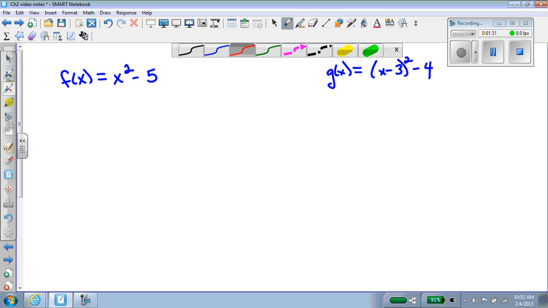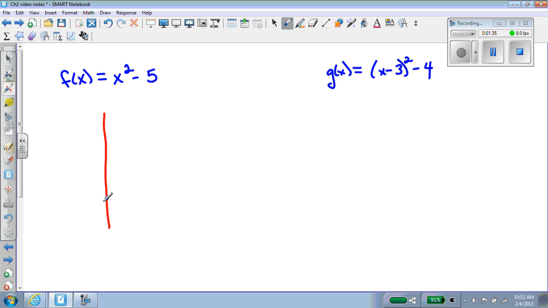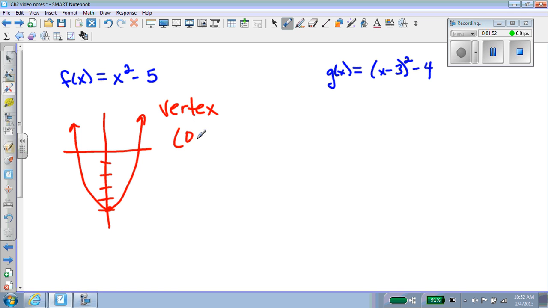All right, so let's take x squared minus 5 from our study of transformations. We know that this one looks like this. So based on a sketch, I could determine that the vertex is at (0, -5). To find the x-intercepts, I set y equal to 0.